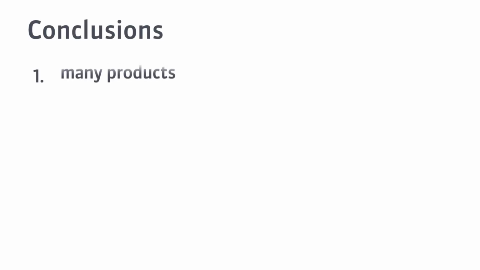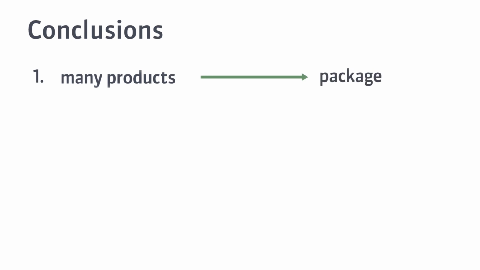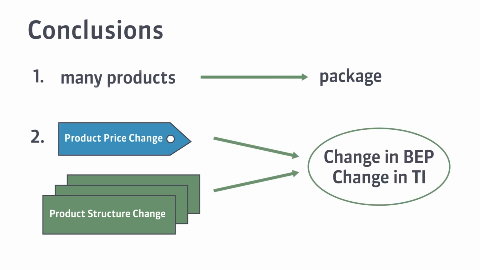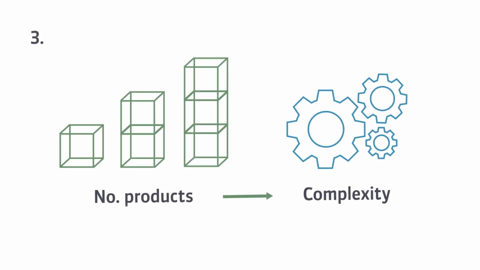Selling many different products can be treated as selling a package, which will allow you to apply CVP analysis and to calculate break-even point and target income of the package. A change in the price of the product or the structure in the package will change the break-even and target income values. The complexity of the approach of break-even point in units increases dramatically as the number of products increases.